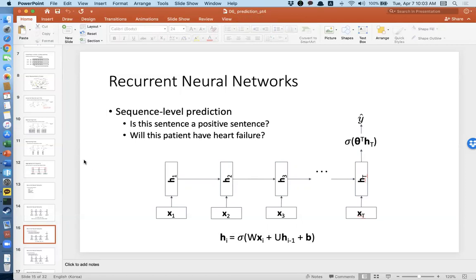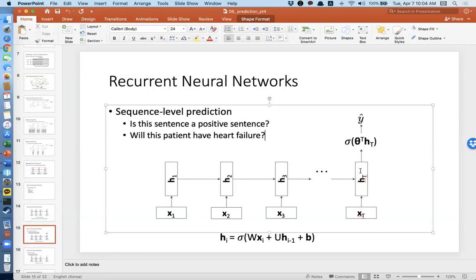And the typical way to do it is, once you've fed all the information from the beginning to the current time step, all the way from 1 to T, your HT is the representation vector for your sequence, because it is supposed to contain all the information from the past. All the way from X1, X2, X3 to XT, HT is supposed to memorize or understand what happened throughout the sequence. And you're going to use this representation vector like in a logistic regression function. So HT is here, you have a certain set of parameters, you do the inner product and put it through a sigmoid function, and then you get some value between 1 and 0. So like, yes, this is a positive sentence, or yes, this patient will have heart failure, something like that.